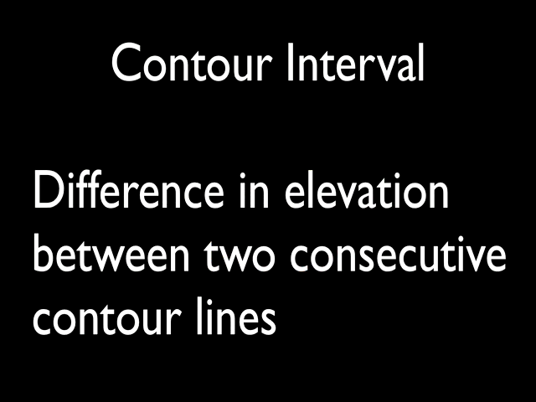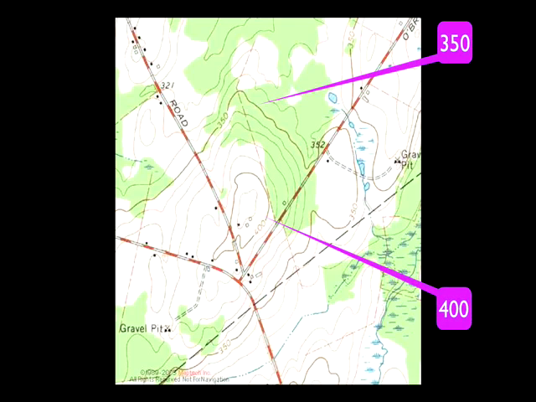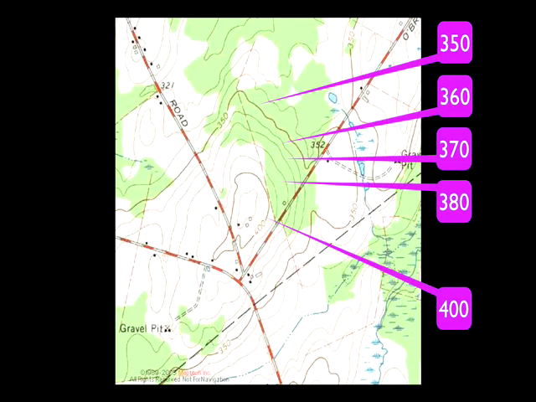So what does that mean? Well, if this line right here is 350 and this one is 400, each line in between is worth 10. So the next one up from 350 will be 360, then 370, 380, 390, and of course we've already labeled 400. Each line is worth 10 because the contour interval is 10 feet. It's not the same for all maps, but for this map, it's 10 feet.